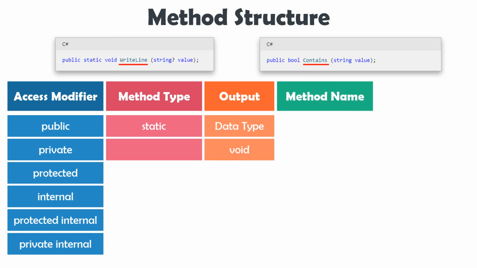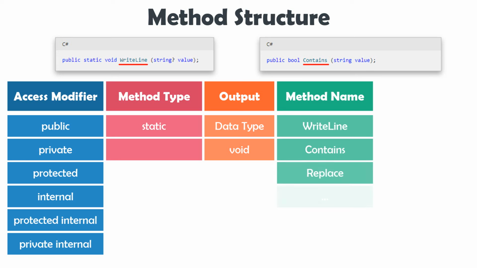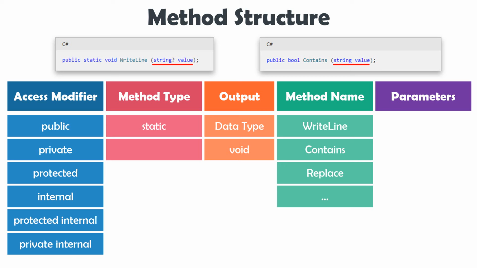The next part is the method name. For example, WriteLine, Contains, Replace, or something else. And the last part is the parameters. Here we set in brackets the parameters which we need for the method. We always see the type of the parameter, then the name. The name is not important, because it's not needed to use the method. The name is for the method itself. For us, the type of the parameter is important.